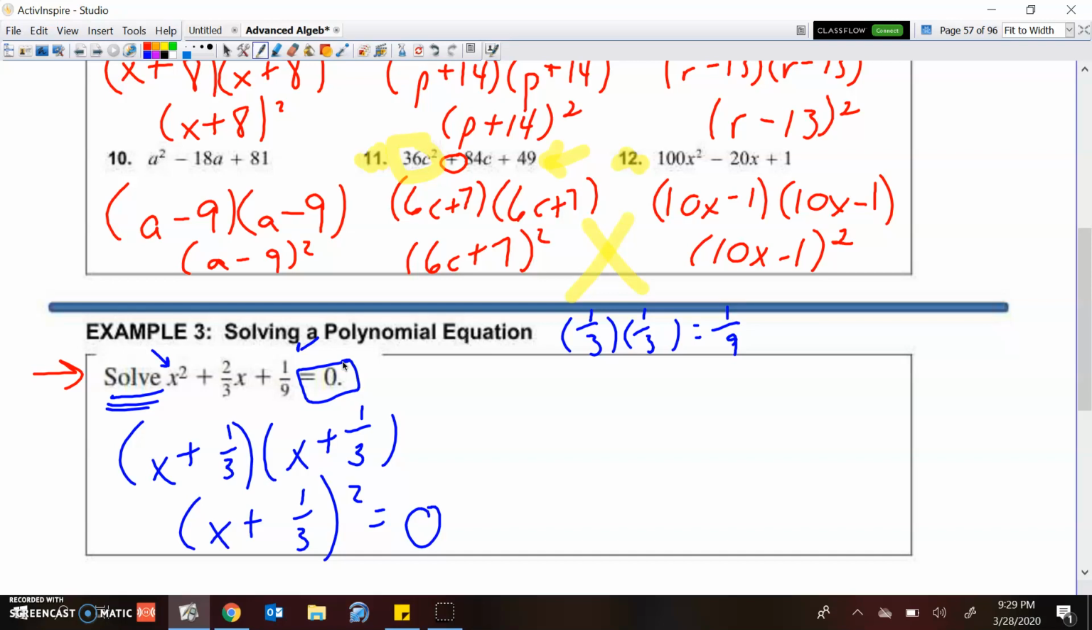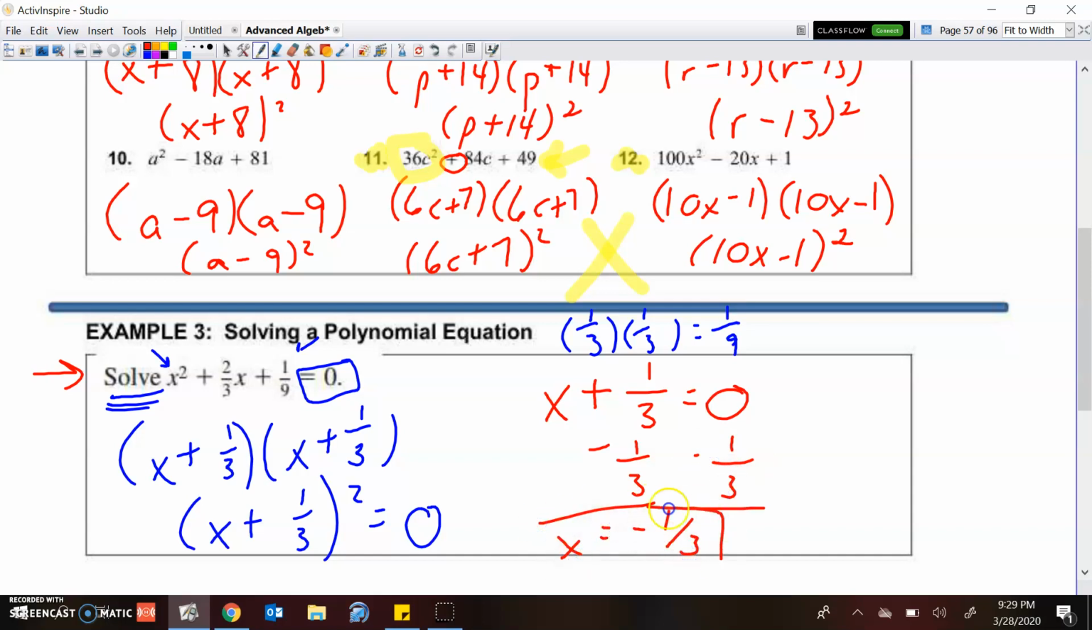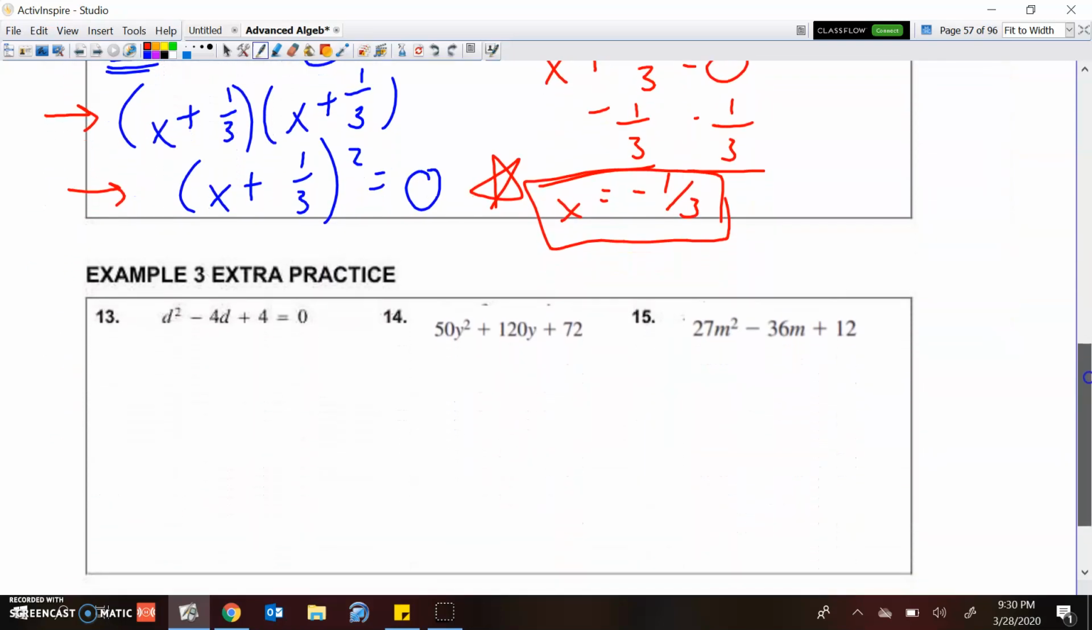So we've done this before. We're just going to set each of them equal to 0. Now the fact is that they're both the same, so we only have to set one equal to 0. I subtract 1/3. x equals negative 1/3, and that is my answer. So I don't want to stop at this point or this point. I want to make sure to take it all the way to the answer because I solved it.